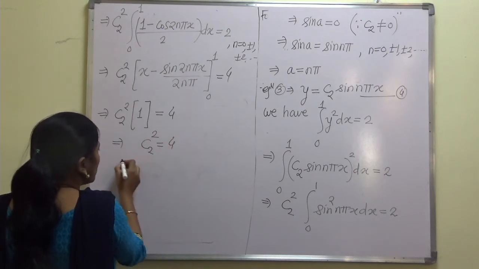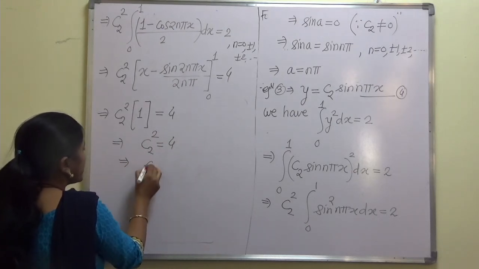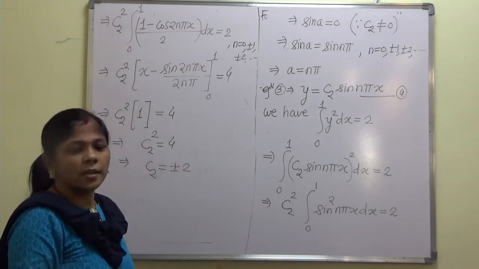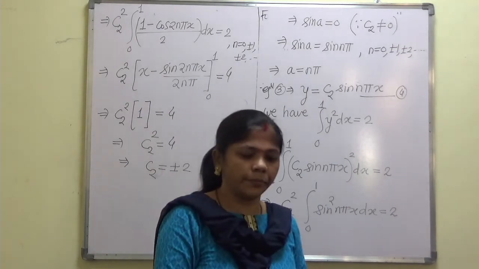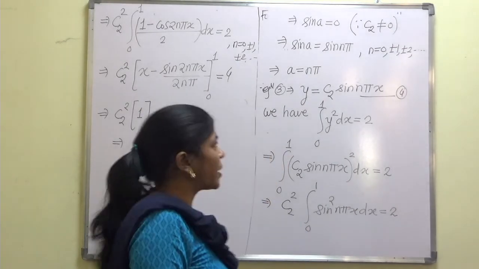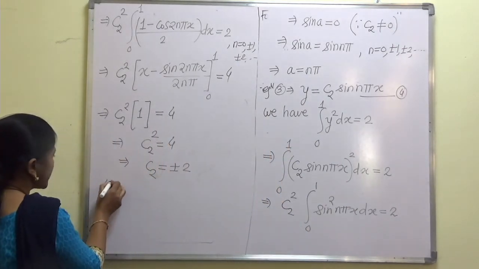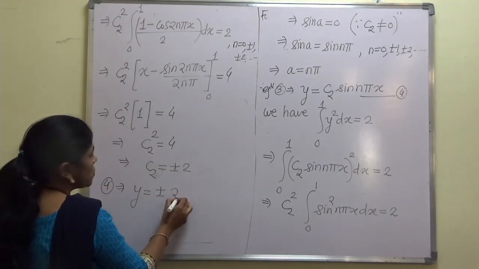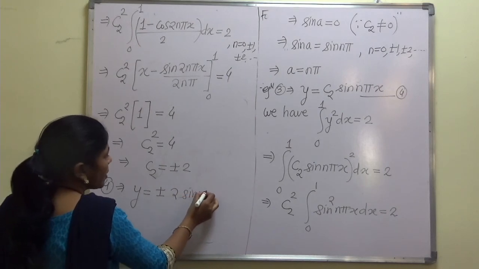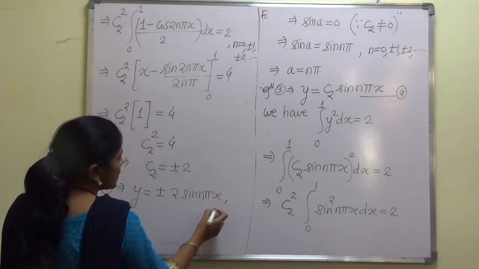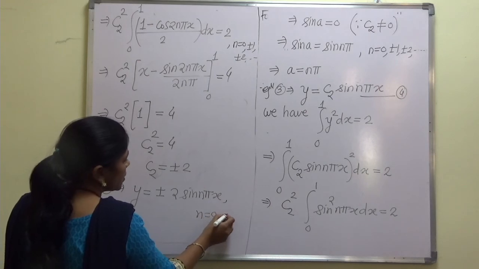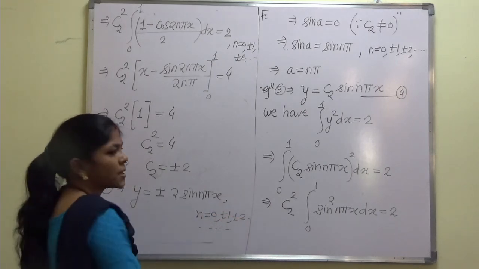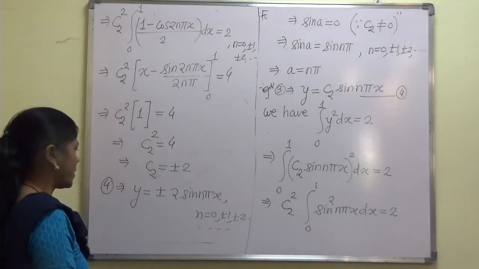So therefore c2 is plus minus 2. Right. So substituting this value of c2 over here, equation 4 implies y is equal to plus minus 2 sine of n pi x, where n takes the value 0, plus minus 1, plus minus 2, and so on. So this is the required extremal.